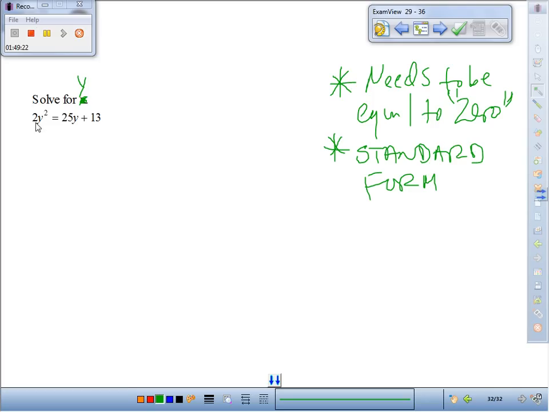So those are the 2 things that we need here. So what do we have already on this side? We have 2y squared. Do you want to bring the 2y squared over to the other side, or these 2 to the other side? 2y squared to the other side. So how do we get that one out of here? Subtract 2y squared, subtract 2y squared. We're left with 0 equals negative 2y squared plus 25y plus 13. Let's see, is it in standard form? Yes.